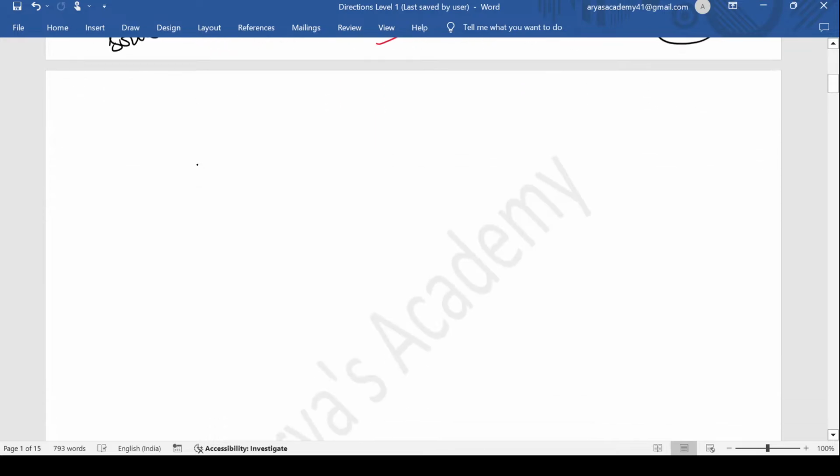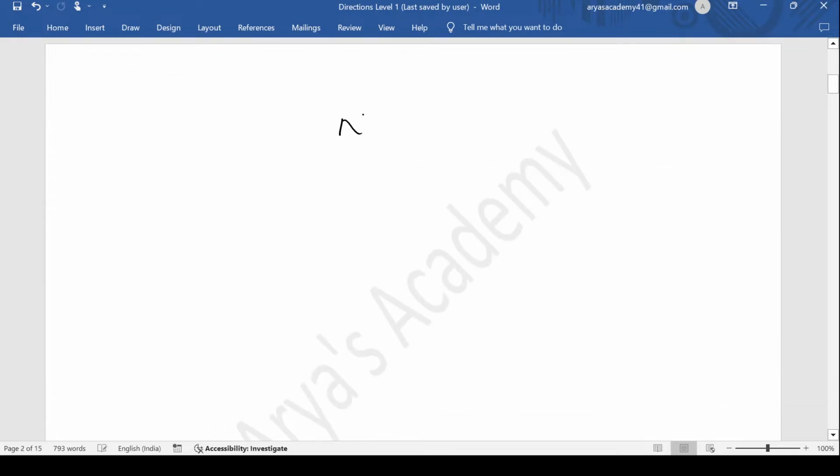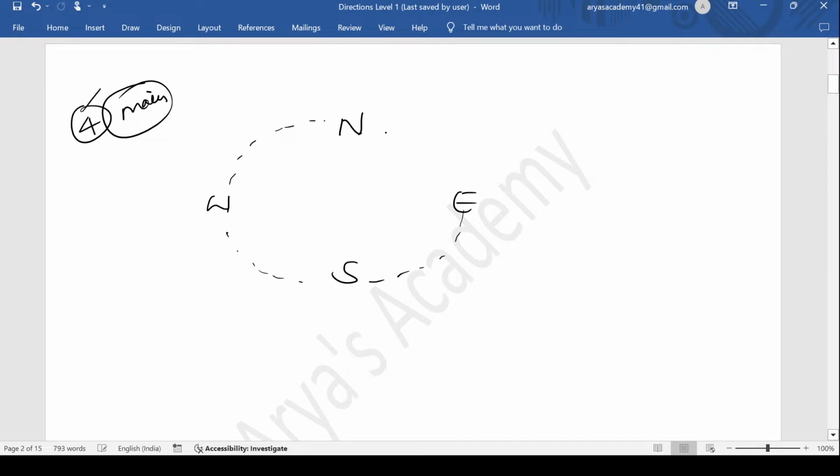Now we will move further. We will take north, south, east and west. These are four principal directions, or four main directions, right? If you just look at them, of course I have not drawn a perfect circle, but they are in a circle. You know that earth is spherical, right? It's almost circular in shape. So what is the angle of a circle? Total angle of a circle will always be how much? 360 degrees.